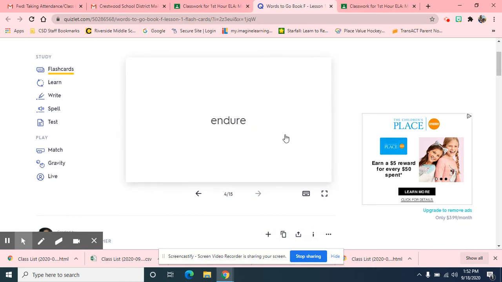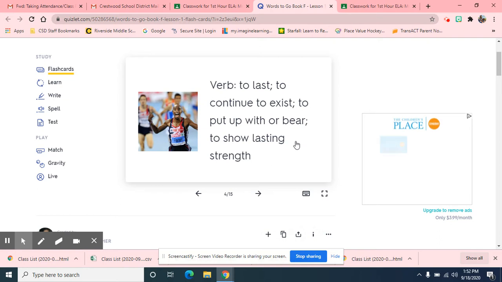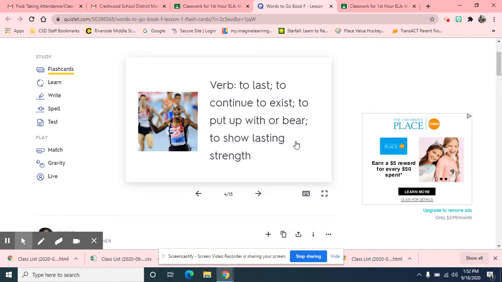The next word is endure. Endure is a verb: to last, to continue to exist, to put up with or bear, to show lasting strength. So you need to write all of those definitions down. So if something endures a long period of time, that means it lasts a long period of time. But if you endure pain, you experience pain, you face pain for a long time. So I had to endure, for example, a headache for a week or something like that.